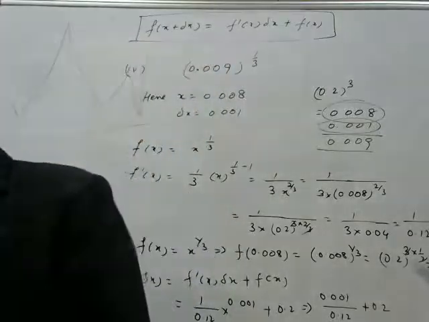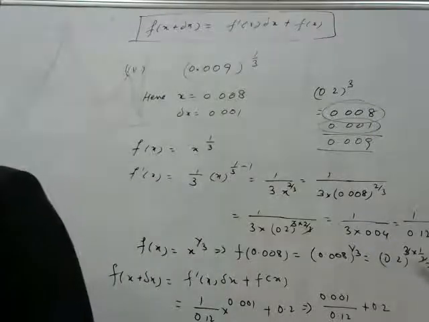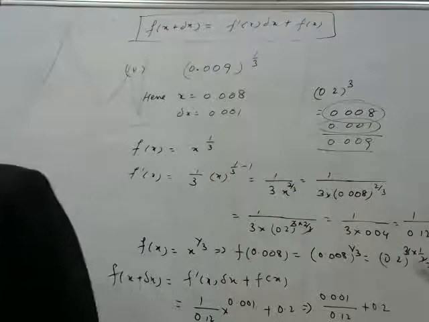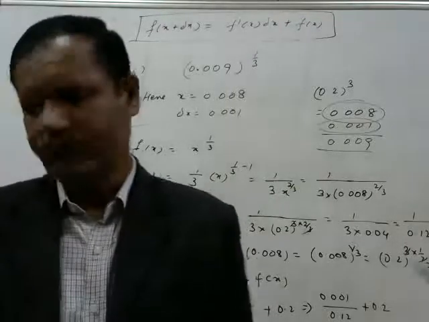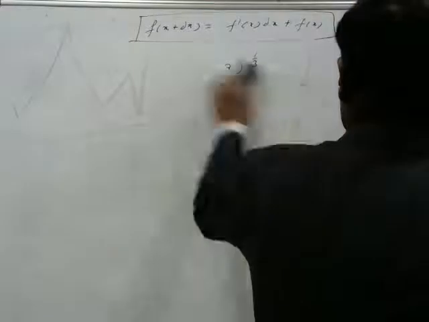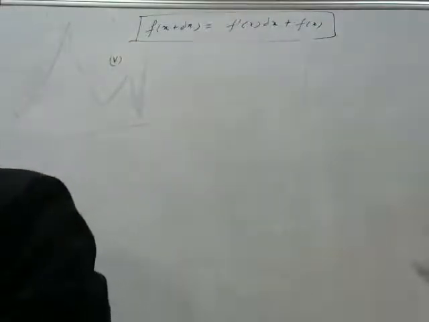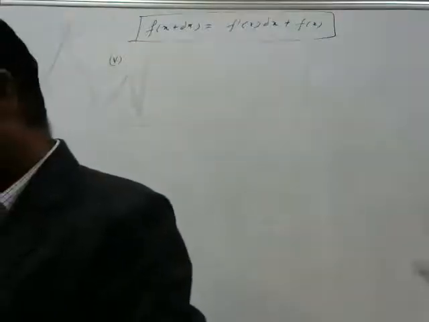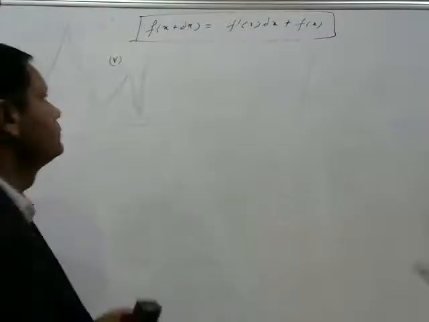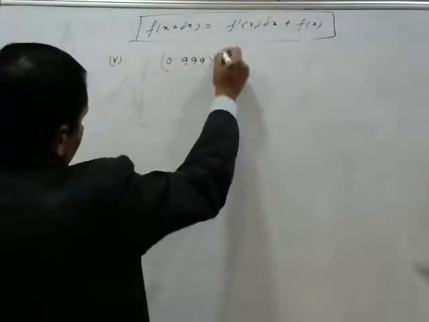See now one more question where I have to have the delta x as negative, right? Suppose question number 5th we have. Fifth part, you are asked to find the value of 0.999 to the power 1 by 10.